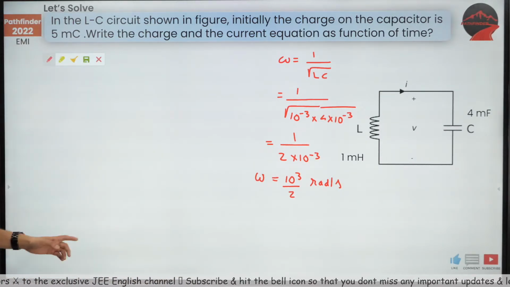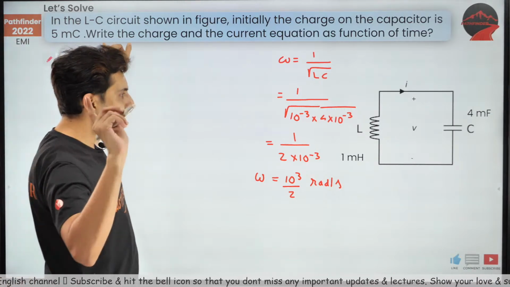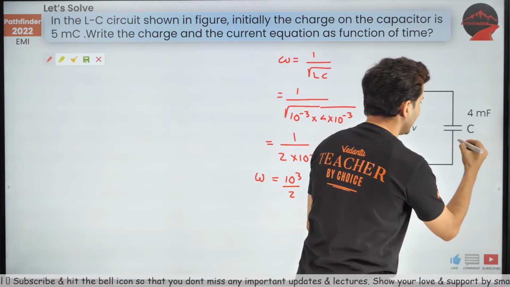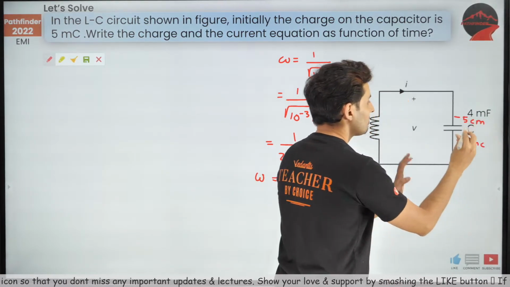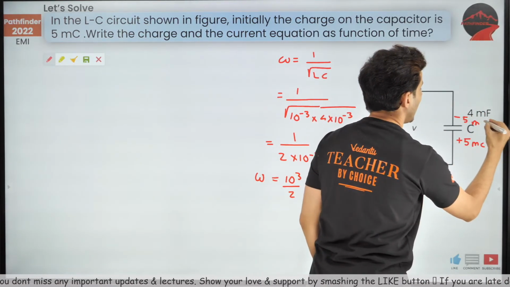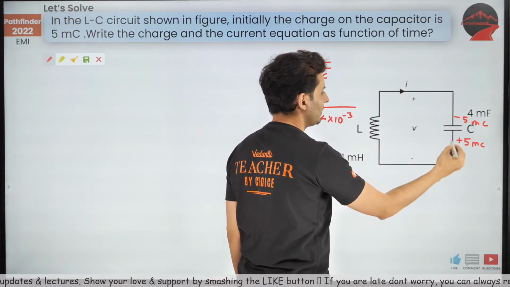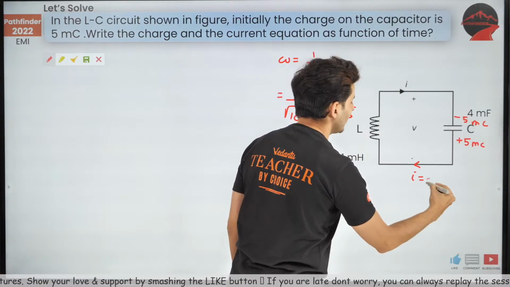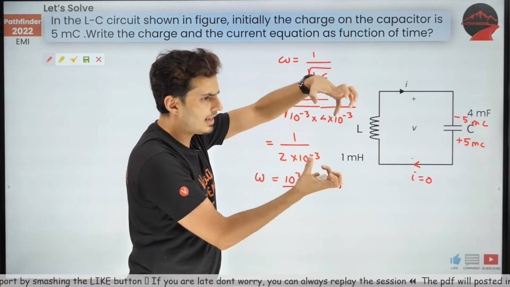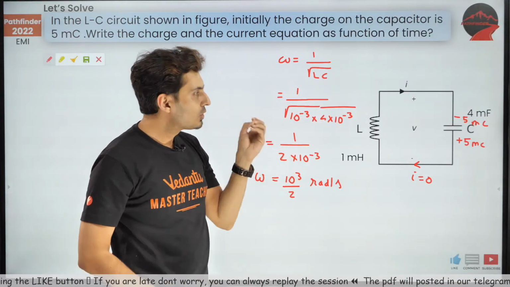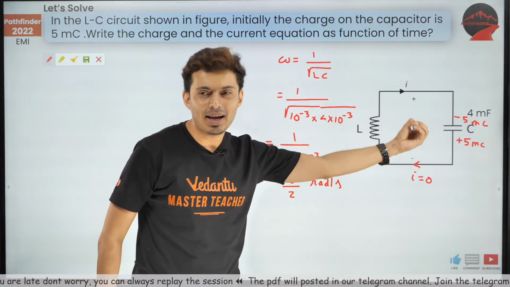Cool. Next up, the charge on the capacitor is 5 millicoulomb. That means only the capacitor right now has plus 5 millicoulomb, and you just connect the inductor. What will be the current in the circuit at that time? The current in that circuit will be 0. The energy in the inductor will also be 0. The capacitor is fully charged, it has energy, there is no current yet. So can I say this is the maximum charge? The initial charge will be the maximum charge.